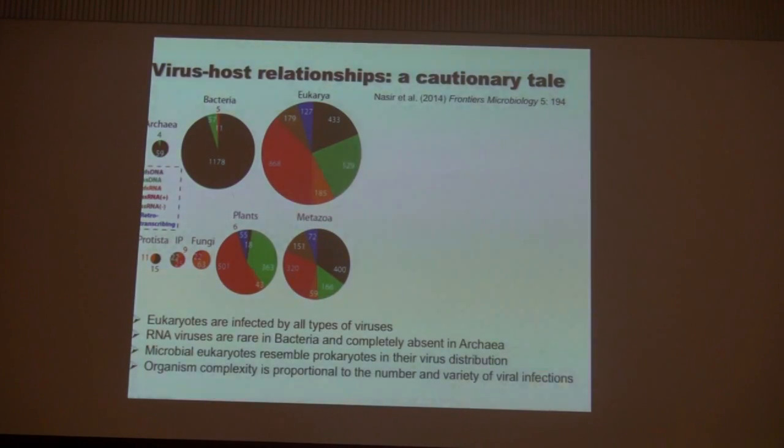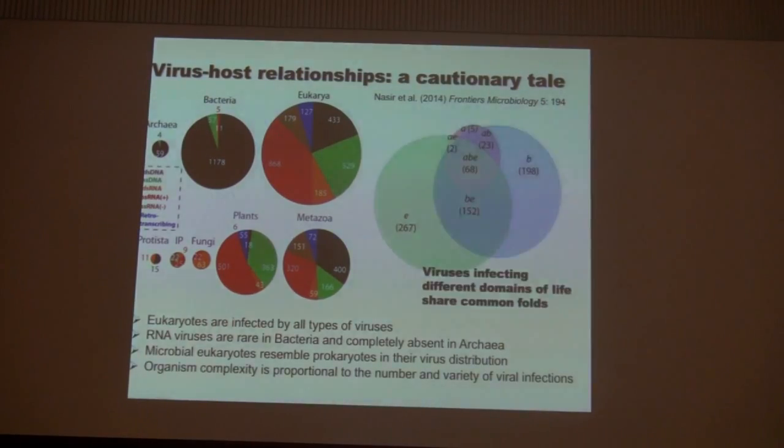Eukaryotes are infected by all types of viruses. RNA viruses are rare in bacteria and completely absent in archaea, but there's been one publication recently that finds that microbial eukaryotes resemble prokaryotes in their virus distribution, and organism complexity is somehow proportional to the number and variety of viral infections. So this is in agreement with this idea that viruses generate novelty. The more interactions with cells, the more novelty they're generating, and that expresses in their replication strategies, for instance. But this is the wonderful thing.